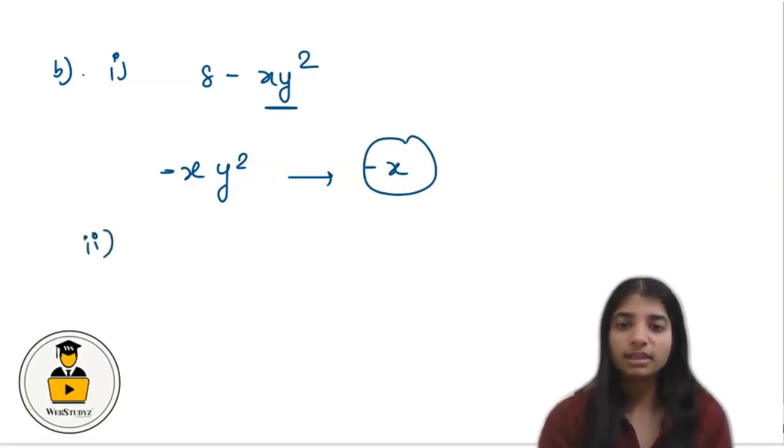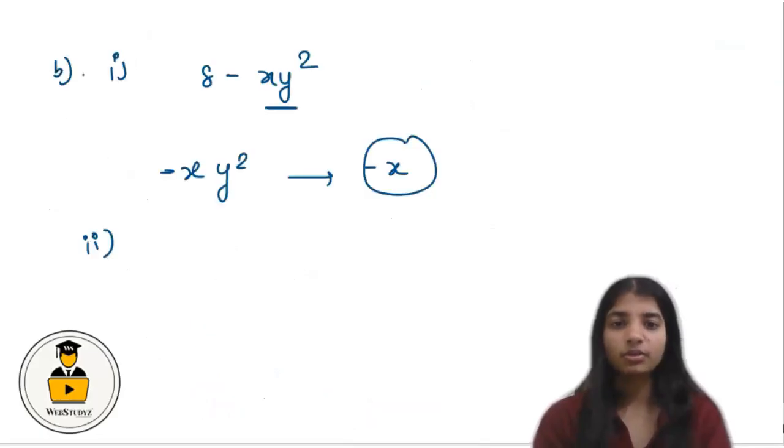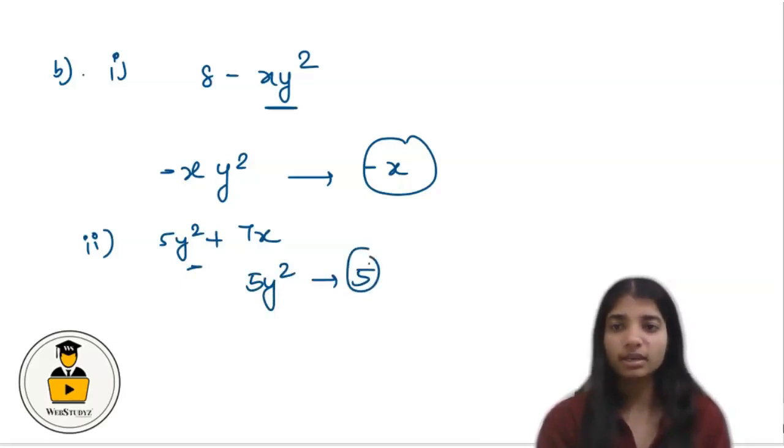Now we are considering the second part of B, which is 5 y raised to the power 2 plus 7x. The term which contains y square is 5 y raised to the power 2, and the coefficient of y square is 5. So this is the answer to the second part of this question.